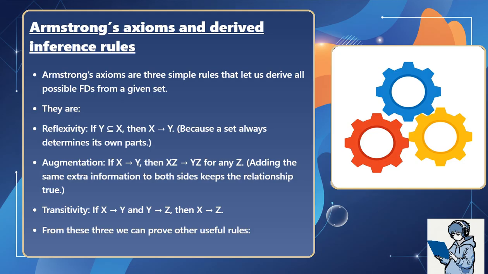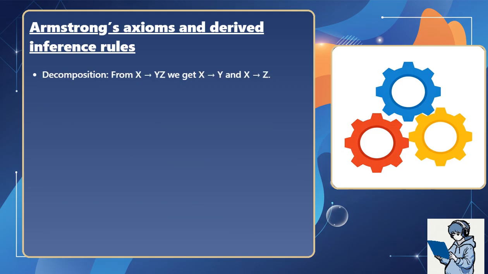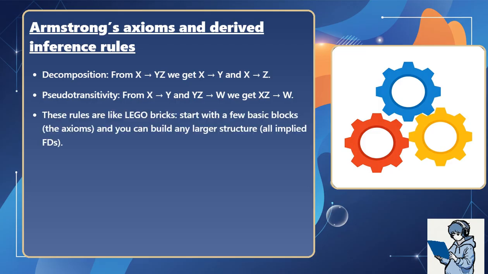From these three we can prove other useful rules. Union: from X determines Y and X determines Z, we get X determines YZ. Decomposition: from X determines YZ we get X determines Y and X determines Z. Pseudotransitivity: from X determines Y and YZ determines W, we get XZ determines W. These rules are like Lego bricks. Start with a few basic blocks, the axioms, and you can build any larger structure, all implied functional dependencies.